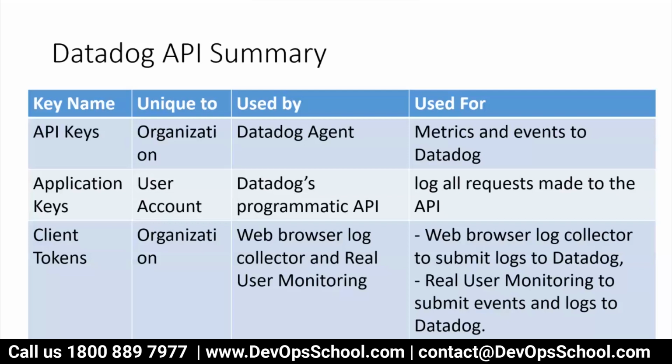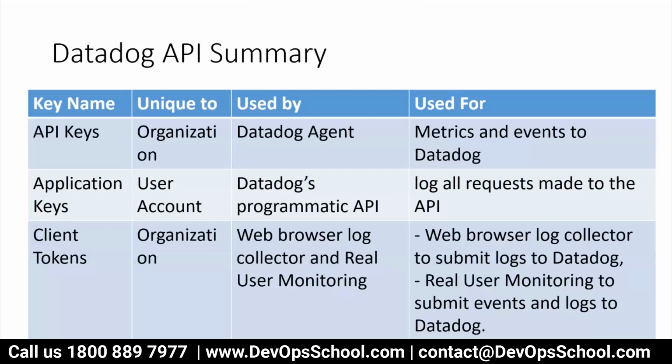It's a scope actually. Organization will have an API key, whereas each user logged in can create an application key for API operations, programming API. Client token is at the organization level. That means the client token belongs to the organization. API keys belong to the organization, but application key belongs to the user. So remember it this way.